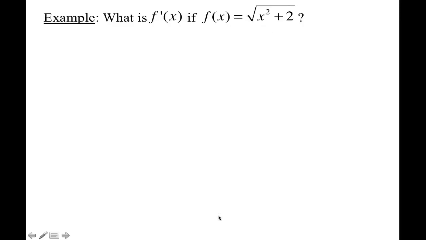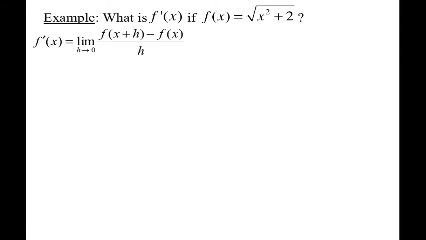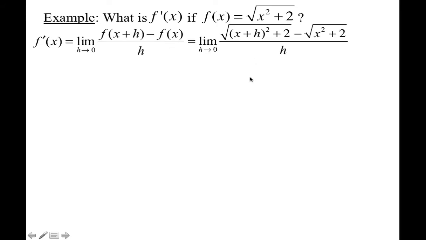All right, so let's take an example. So let's say we want to find f prime of x, so the derivative of this function in general, not at a specific point or anything. So that means I am going to use my limit as h approaches 0 of f of x plus h minus f of x all over h. So I'm going to plug in x plus h into my function, and then I'm going to plug in just x. So when I do that, I get the following.